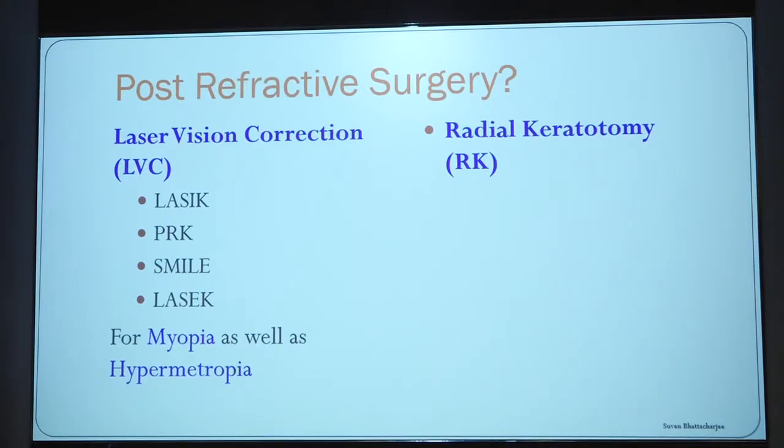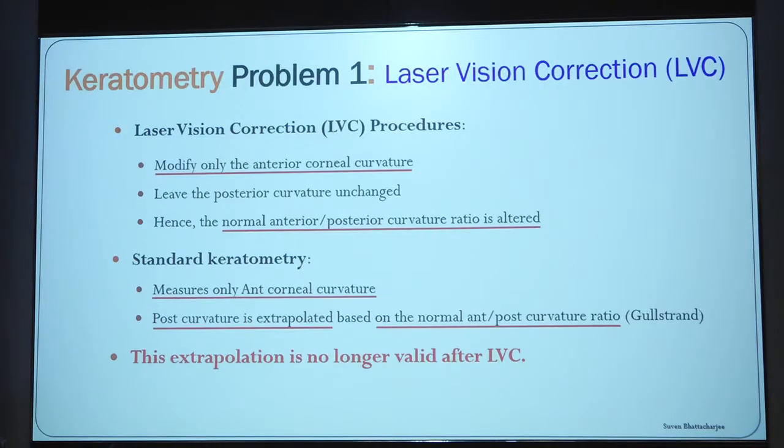So when we're talking of post-refractive surgery, we have LVC, that's LASIK, PRK, SMILE, for myopia as well as hypermetropia, and we have RK. These are two different animals altogether, and they behave very differently. So now we come to the keratometry problems. The first problem that we have in LVC is that they modify only the anterior surface. So the entire calculation was based on a fixed ratio of the anterior and posterior surface of curvature. So once the anterior surface is modified, you've got everything going haywire.